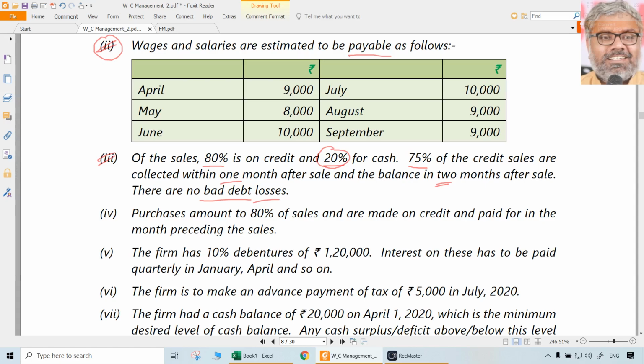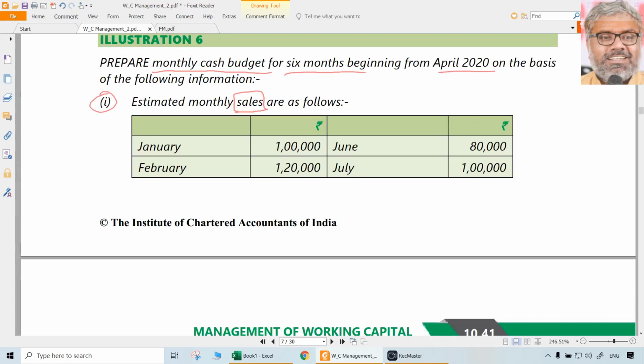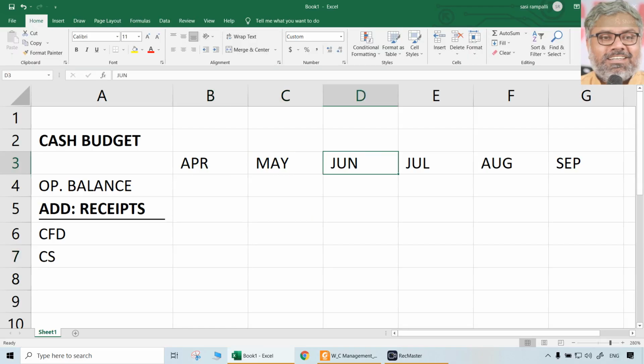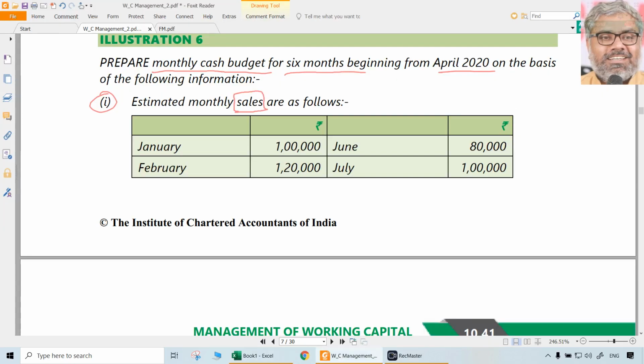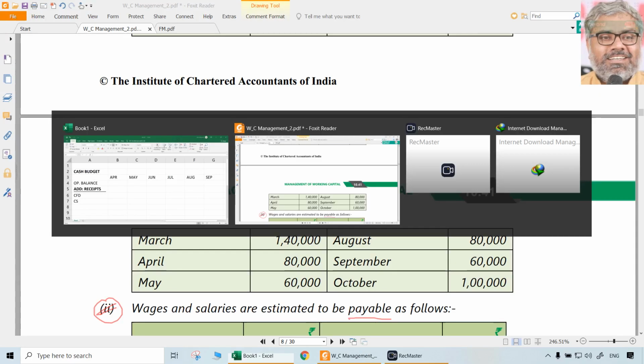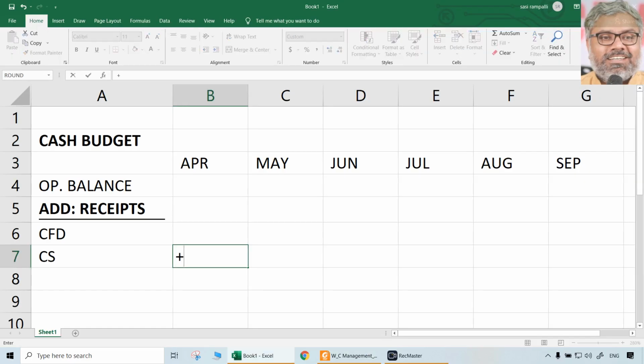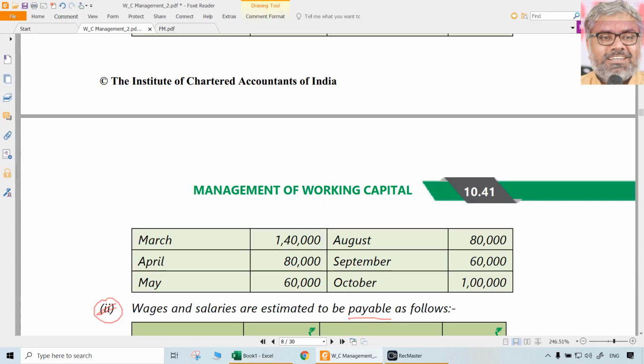Now 20% sales are for cash. So what do we need here? We need cash sales. For which months? Only for April, May, June, July, August, September. So what will be the cash sales? 20% of which month's sales? April sales. 20% of April sales will be cash sales. April sales are how much? 80,000. So 20% of 80,000. That is 16,000 cash sales in April.